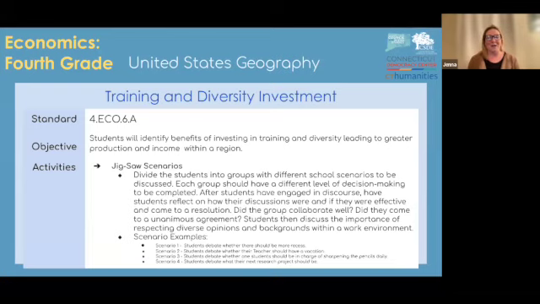So after the students have engaged in discourse, have students reflect on their discussions and how they were, and if they were effective, and if they came to a unanimous resolution. Did the group collaborate well? Some questions that you might want to ask: Did they come to that unanimous agreement? And the students then discuss the importance of respecting diverse opinions and backgrounds within a work environment.